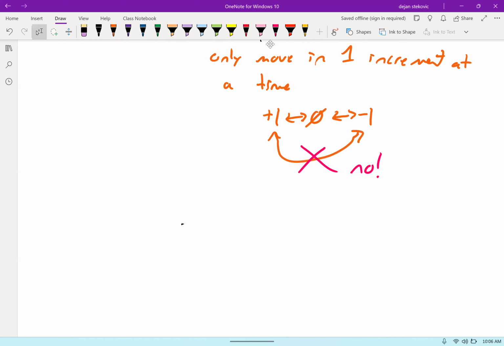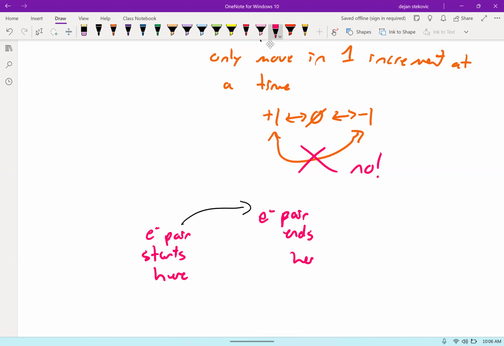And then our arrows look something like this, where we have a tail end and a head end. So the tail end is where the electron pair starts. And then the head of the arrow is where the electron pair ends. And next up, we'll take a look at what that means exactly.